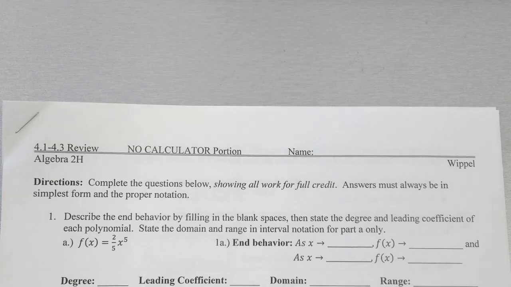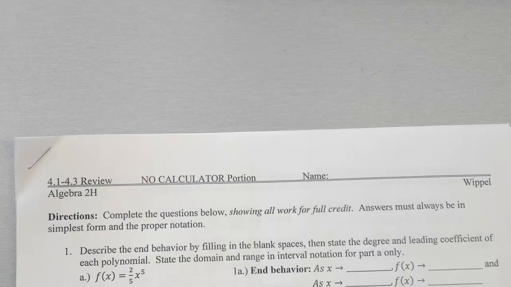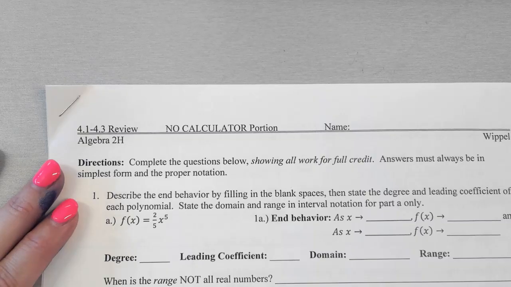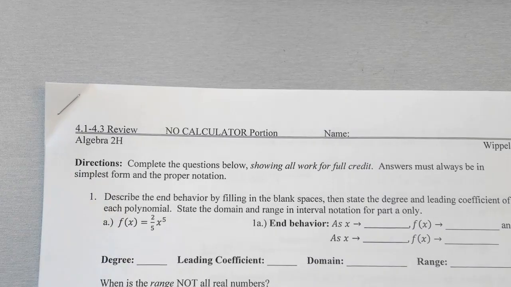Okay, so you are going to have to explain certain processes on your quiz, okay? So this is: describe the end behavior by filling in the blank spaces, state the degree and the leading coefficient, and state the domain and range in interval notation for part A only.